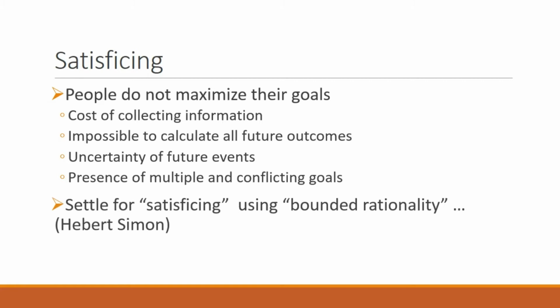According to Herbert Simon, we have to settle for satisficing rather than maximizing. That is, to reach goals to the extent that we're satisfied with the goal, and then use bounded rationality, which means rationality bounded by the inability to collect all the information and by conflicting goals.